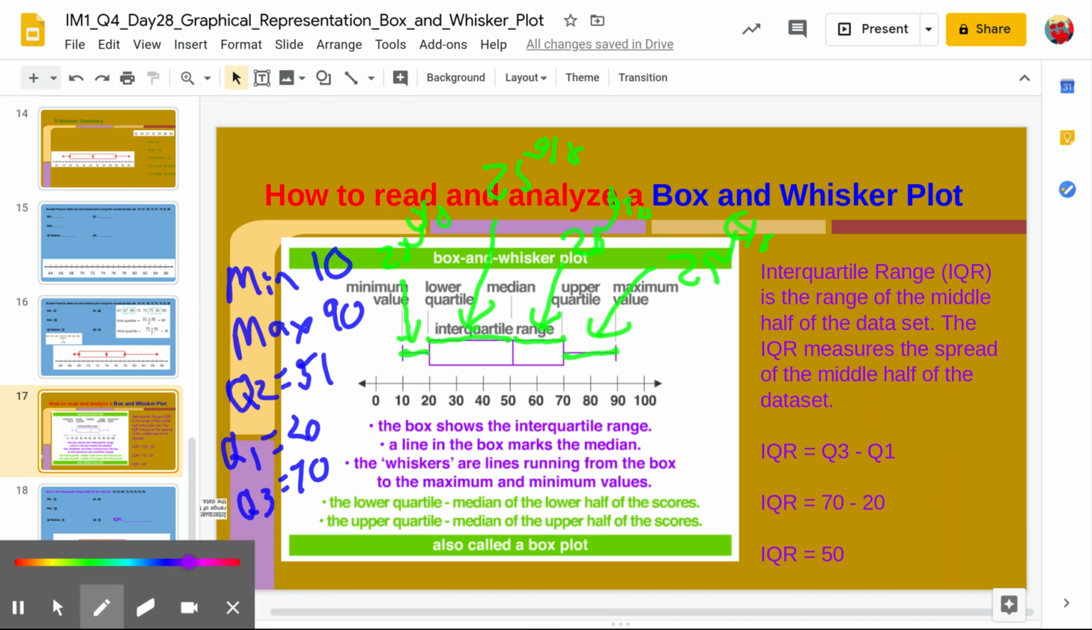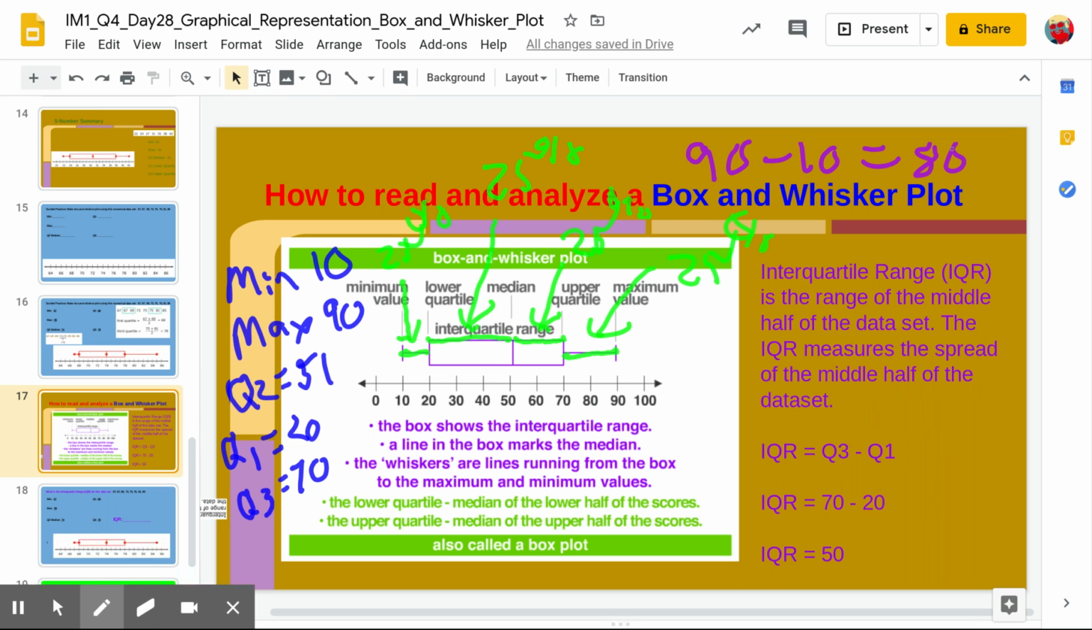All right, finally, I want to talk about something called the interquartile range. So this is very similar to finding the range. We were finding the range the other day, and all that is the range of this data set is the max value subtracted from the min value, right? So our range in this problem would have been 90 minus 10, which is 80.